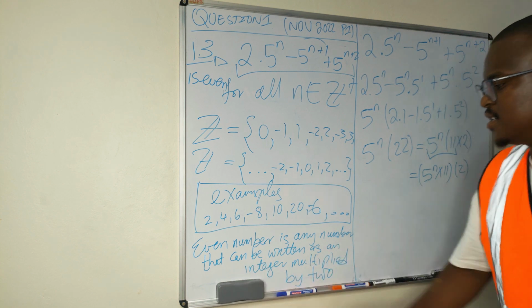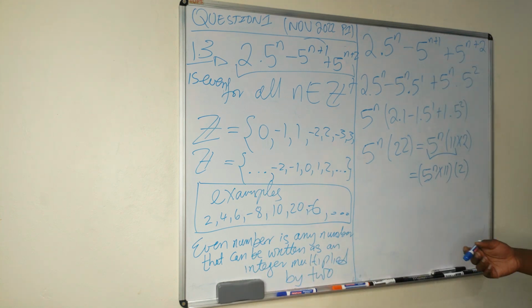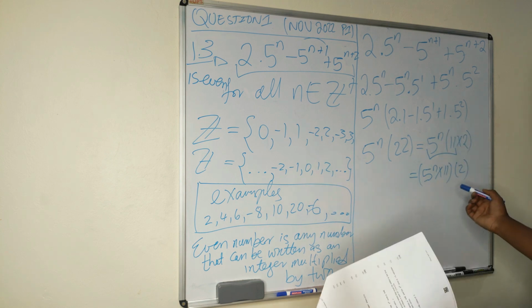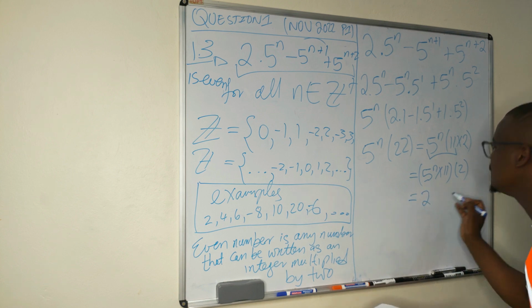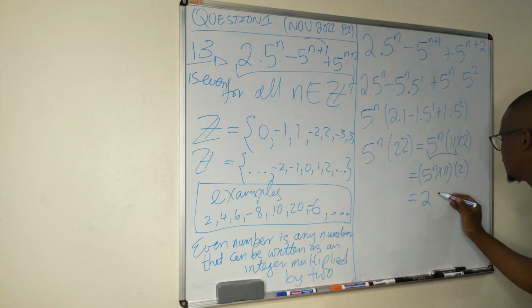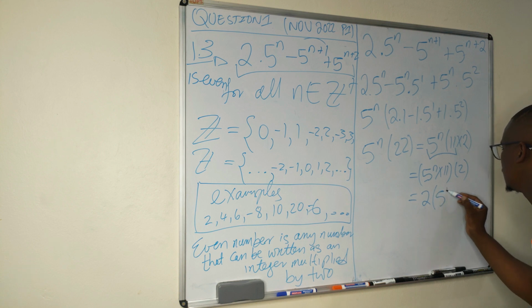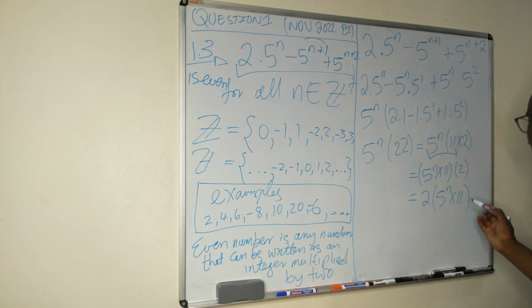You don't have to do this, but you also know that it is commutative, which means the order does not really matter. So we can just say this is the same as 5 raised n times 11. Doesn't make any difference at all.